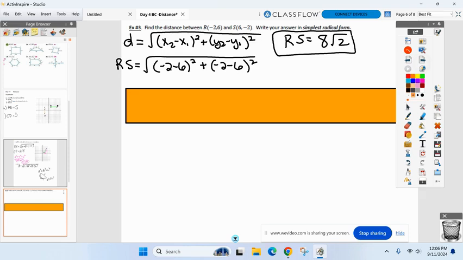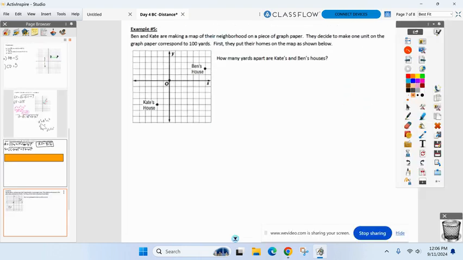All right, I do want to try to do an application problem. So as we read this, I think we can all agree somebody's got too much time on their hands. Ben and Kate are going to make a map of their neighborhood. Why? Hopefully somebody ever made a map of the neighborhood. It made me think of the models from BOGs. They made a model.